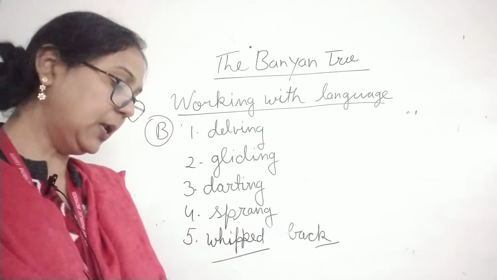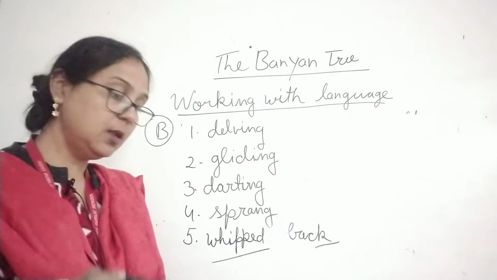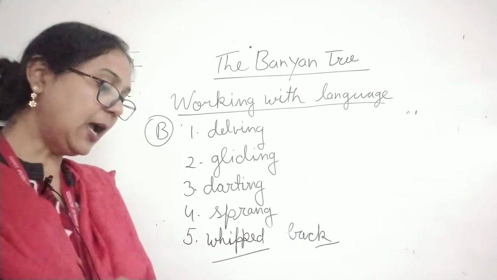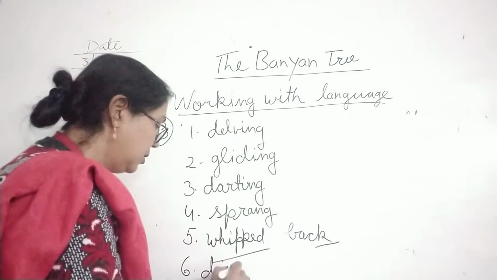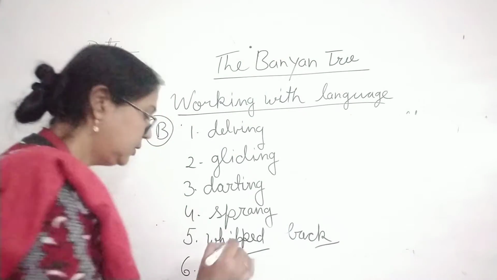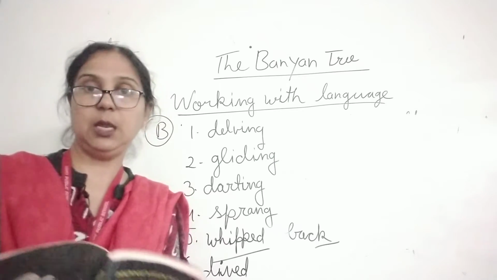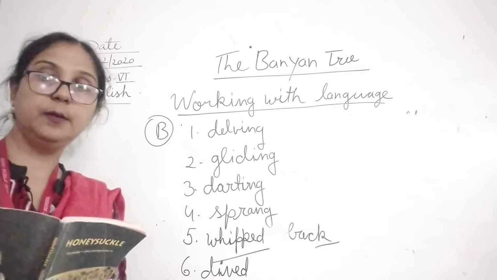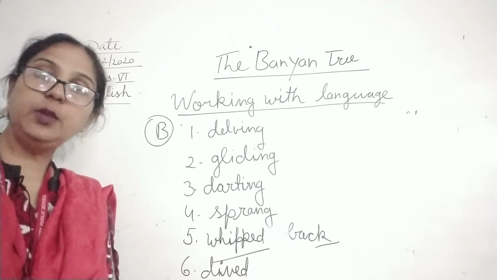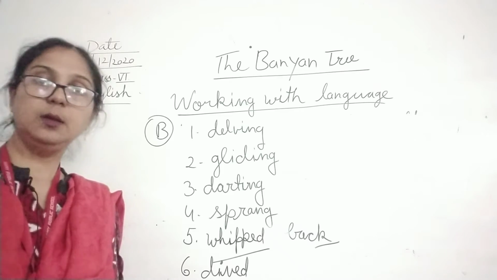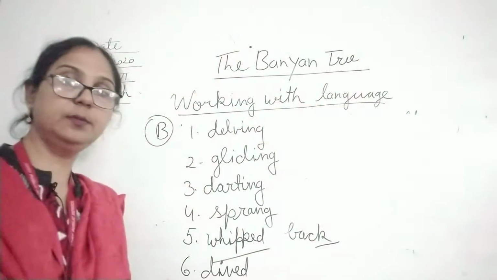Now 6th one is the birds dash at the snake. Now here the bird dash, now dived. Dived. So the birds dived at the snake. So children, complete it. We have completed this exercise. Now we are moving to exercise number C, children. So complete it or take a screenshot.